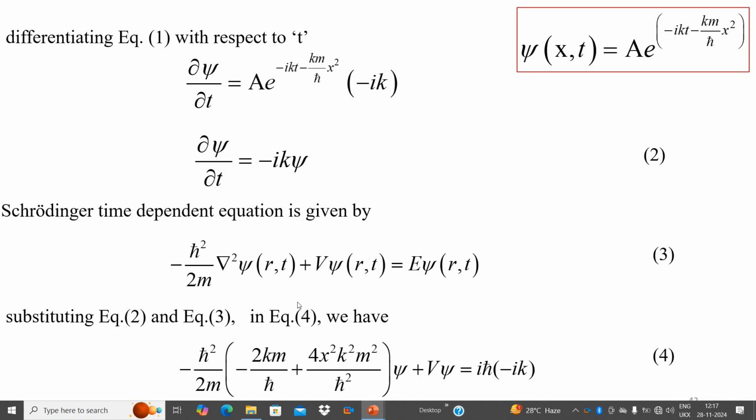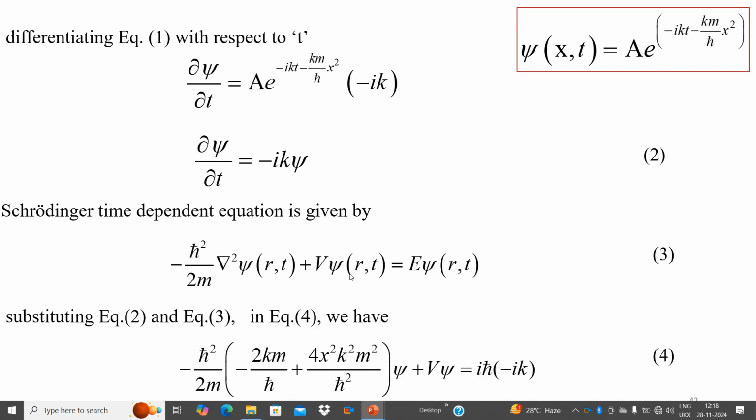Now we will differentiate with respect to time. We are going to differentiate the wave function with respect to time. The wave function is given by this expression, and differentiating with respect to time will give you a e power minus i(kt minus (km/ħ)x²) multiplied by minus ik. And of course, we know that this expression is nothing but your psi. So dψ/dt is given as minus ik psi.